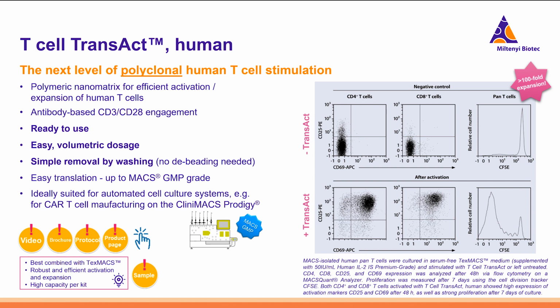As a nanomatrix, TransAct is as convenient as it gets, ready to use, easy volumetric dosage and simple removal by washing. So no tedious debeading step is necessary, which makes TransAct compatible to automated cell manufacturing systems and minimizes cell loss. Being available also in MACS GMP grade, TransAct is the ideal T-cell activation reagent for automated and streamlined translational applications such as CAR T-cell manufacturing on the CliniMACS Prodigy. So, TransAct resolves quite some pain points right away, easy to handle, reliable and consistent in performance, as well as easy to translate into clinics.